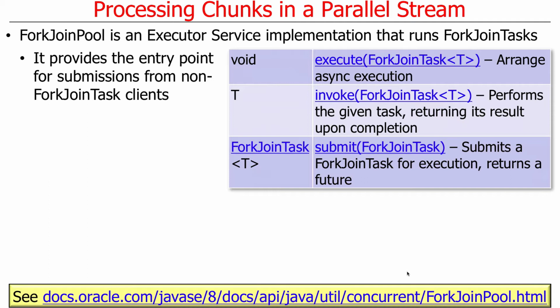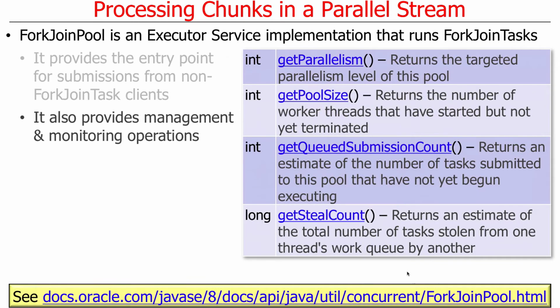So here's the way that you as an external user can interface with the fork join pool. And of course, this is what the streams framework is doing under the hood on your behalf. There's a couple of things. There's execute, where you give a fork join task and it will run it asynchronously. There's invoke, which will essentially block and return once it's done. And then there's submit, which submits the work for execution and returns a future to the work. So there's a couple of different ways to process things.